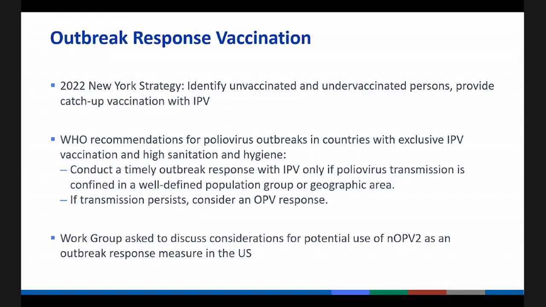WHO recommendations for polio outbreaks in countries like the US with exclusive IPV vaccination and high sanitation and hygiene are to conduct a timely outbreak response with IPV only if poliovirus transmission is confined in a well-defined population group or geographic area. However, if transmission persists, WHO recommends considering an OPV response. So the work group was asked to discuss considerations for the potential use of NOPV2 as an outbreak response measure in the US.